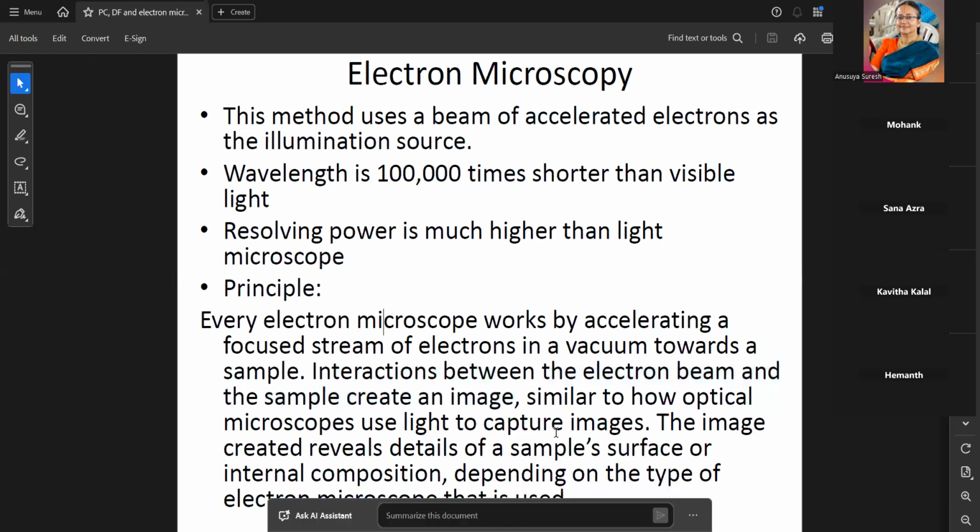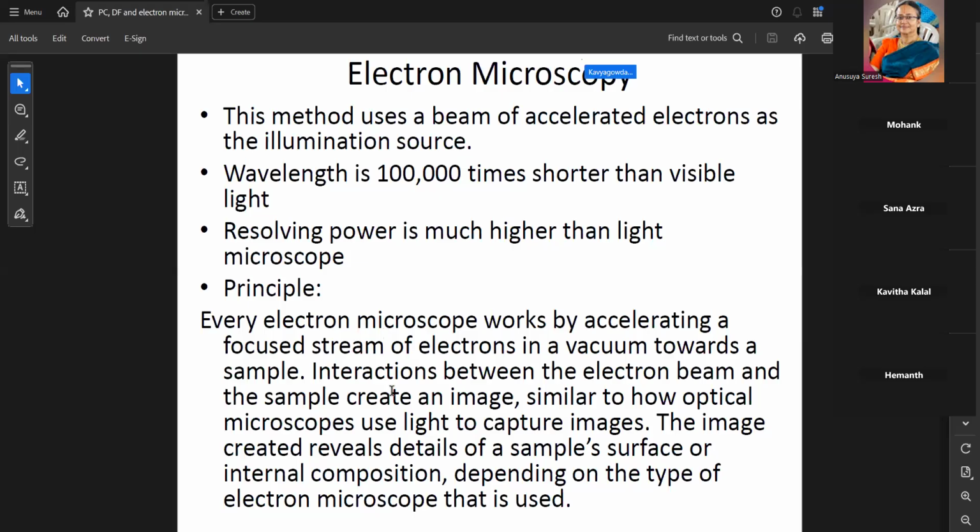So that image which is produced will give us all kinds of details of the surface of the sample or the internal composition of the sample, based on what you want. Do you want to see the surface of the cells, or do you want to see what is inside? So based on what type of electron microscope you are using, you can study different parts of the cell, either the surface itself, or you can go deeper inside and see the internal composition.